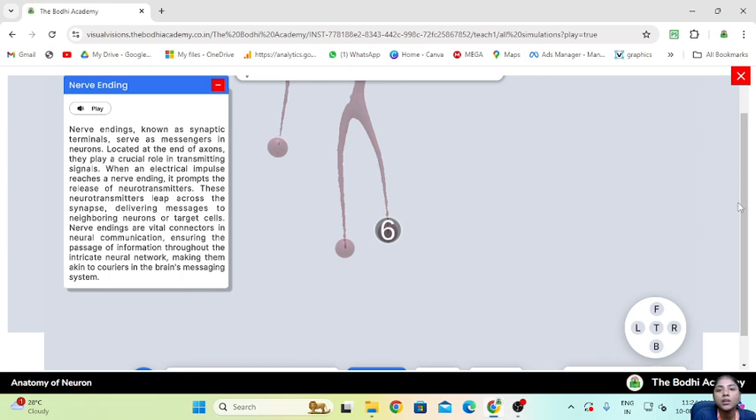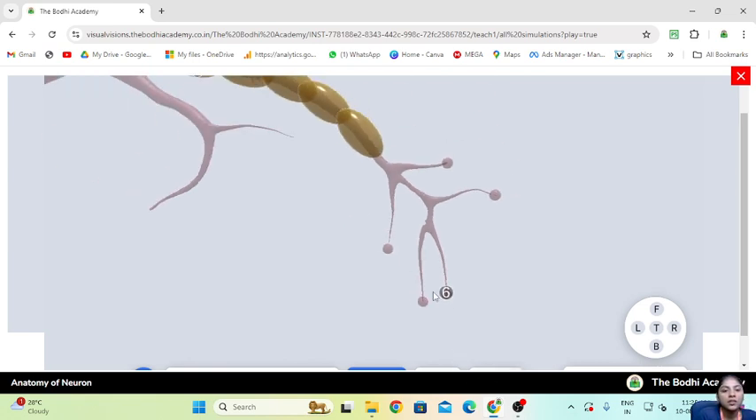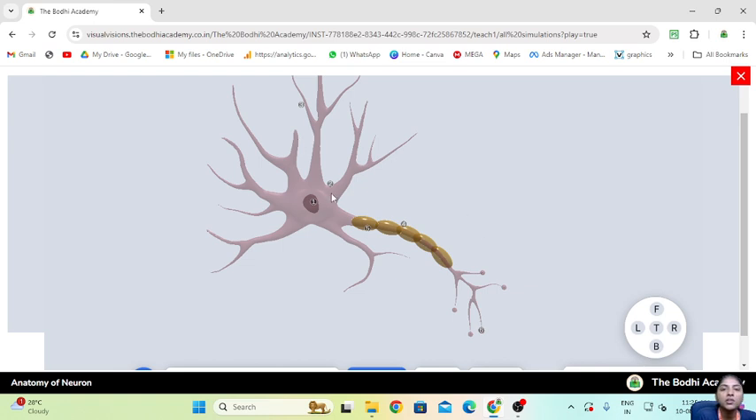If there are neighboring nerve cells, the dendrites of those nerve cells will collect these impulses, and again it will further transmit the signal. The nerve endings are vital connectors in neural communication, ensuring the passage of information throughout the intricate neural system, making them akin or similar to the couriers in the brain's messaging system. So this is all about the anatomy or the structure of the neuron.